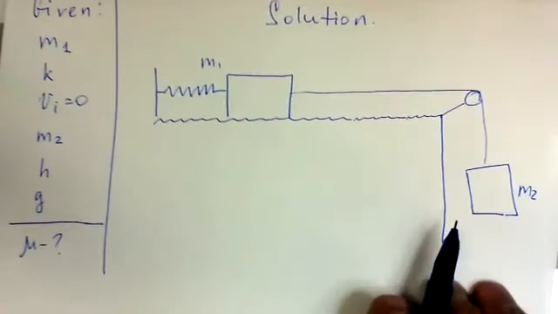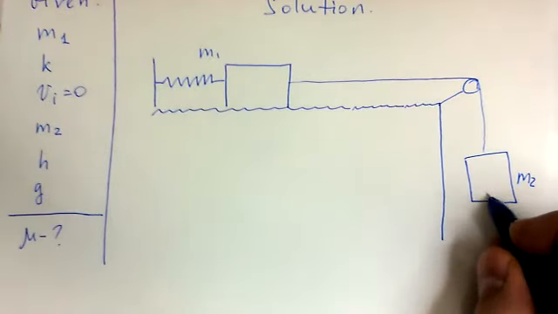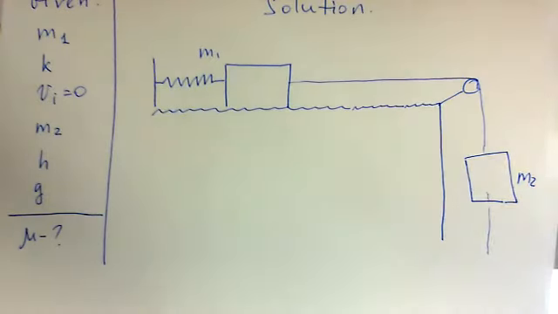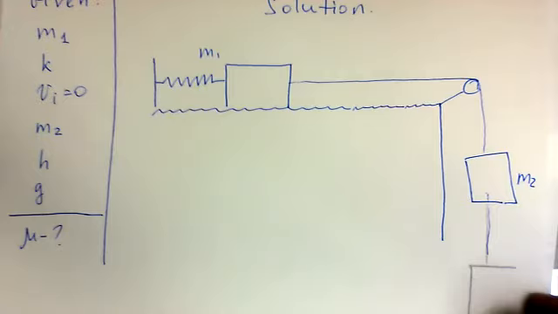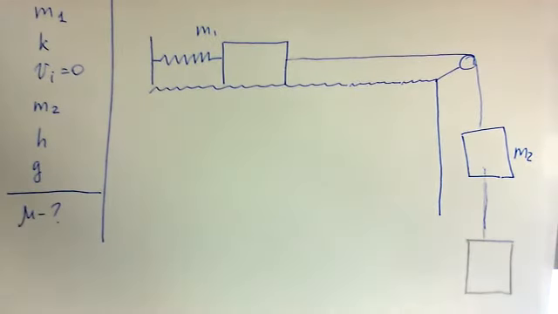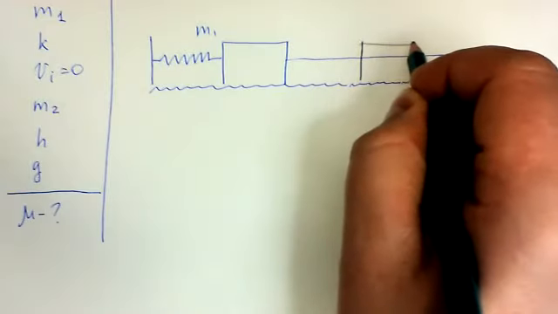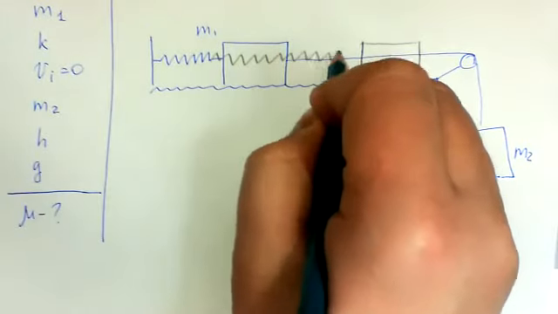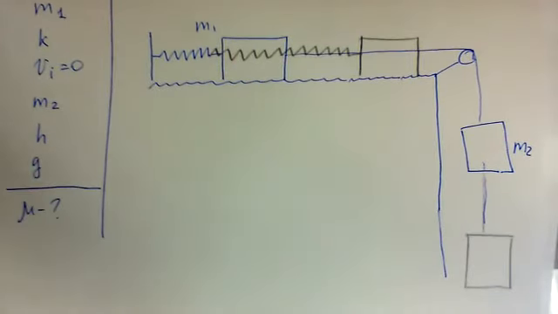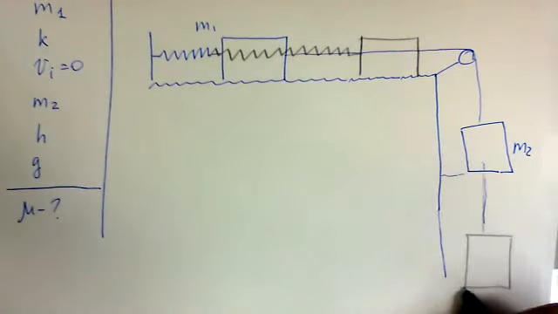Then we released the system, and this block, because of the gravitational force, moved to a new position like that. It's m2 here now. Obviously, because the spring was unstretched, this block will move here to the new position of the object m2, and this spring would be stretched like that. Okay, so let's write here this h.